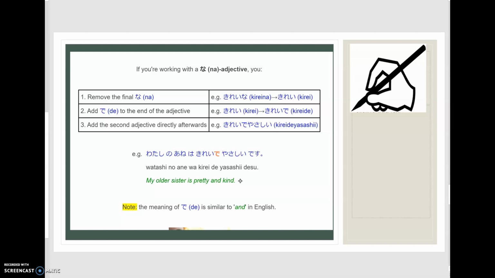But when we're joining it, we have to pretend there's no na, and it just becomes kirei, and we add de. So it becomes kirei de. And then you add the second adjective, kirei de yasashii. Watashi no ane wa kirei de yasashii desu. My big sister is pretty and kind. Kirei de yasashii. Okay, so in this stage, the de is just like and, just like the kute.